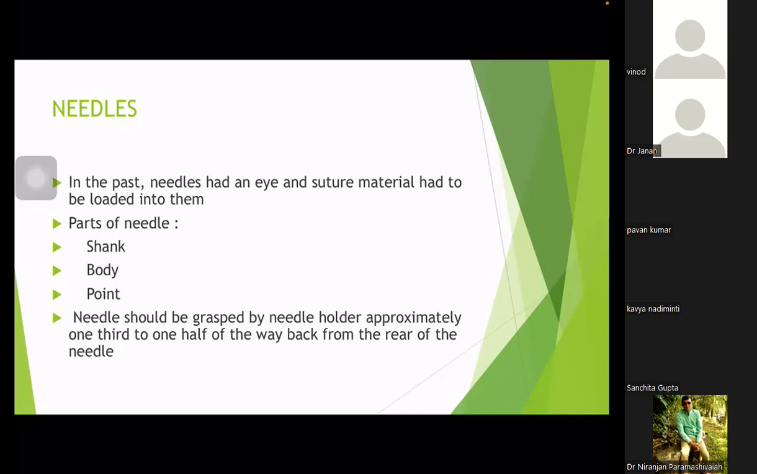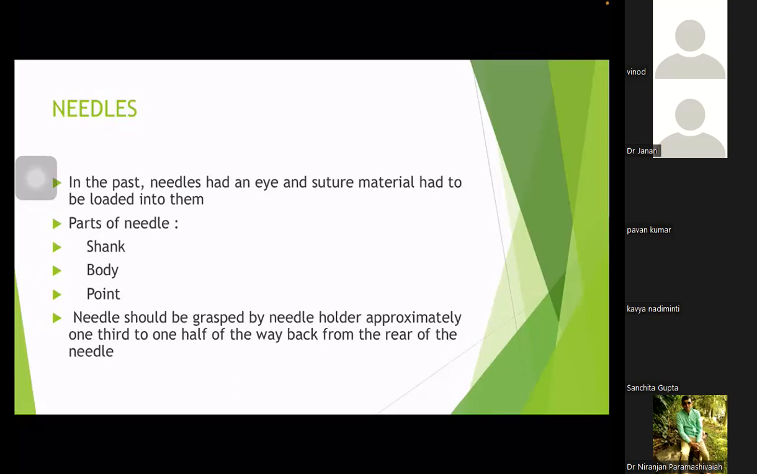Abdul? Sir, in 60 days, it is 50%. Correct. In 2 to 3 months, you will get into the 50% range and 80 to 90% at 1 year. So why is this important, Janani? To know which suture to use where.